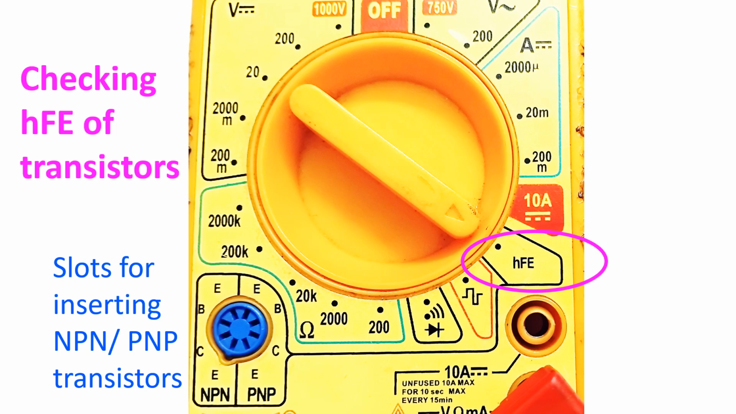Current gain or amplification occurs in transistors between the base and collector currents with common emitter configuration. It is technically termed as HFE, which stands for hybrid parameter forward current gain common emitter. Another term is beta of the transistor. It is measured by dividing the collector current by the base current in a common emitter configuration. Most digital multimeters have an option to check the HFE of transistors.